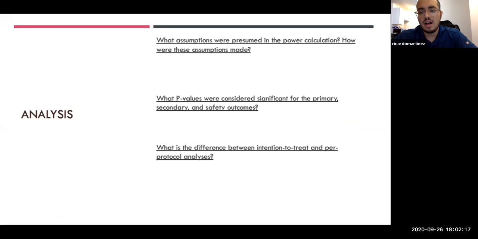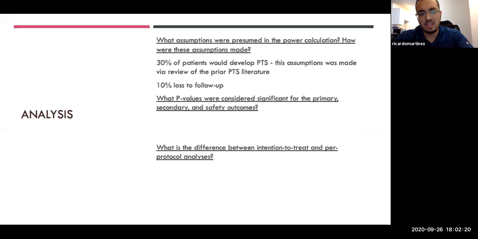Yeah. So one of the things that they looked at was that 30% of patients would develop PTS, so that's one of their assumptions. And then a CDT, or catheter-directed thrombolysis, would reduce that to 20% of patients developing PTS, and about 10% would be lost to follow-up. And like you mentioned, for the p-values as well, primary and safety outcomes had a p-value less than 0.05, and secondary outcomes less than 0.01.